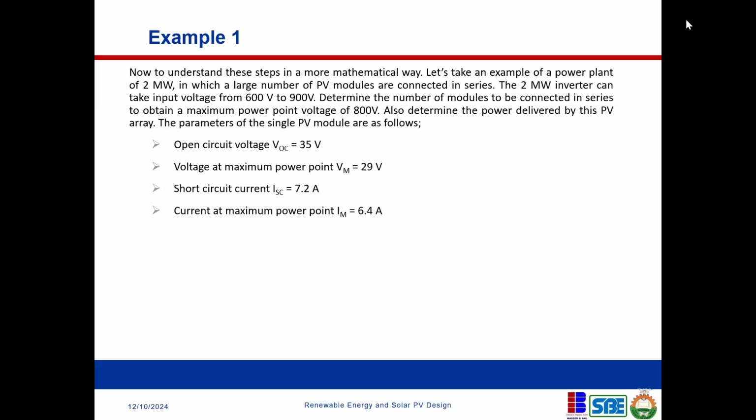So what do we want to do? We want to know the number of PV modules that we can arrange in series to get a voltage of 800, using these characteristics of a PV module. I hope the question is clear.